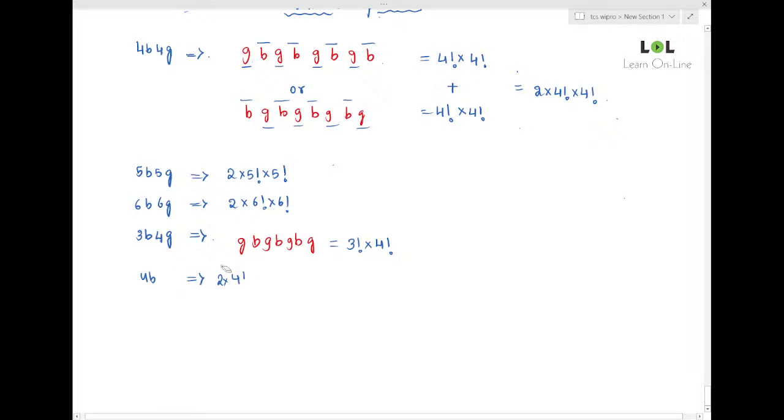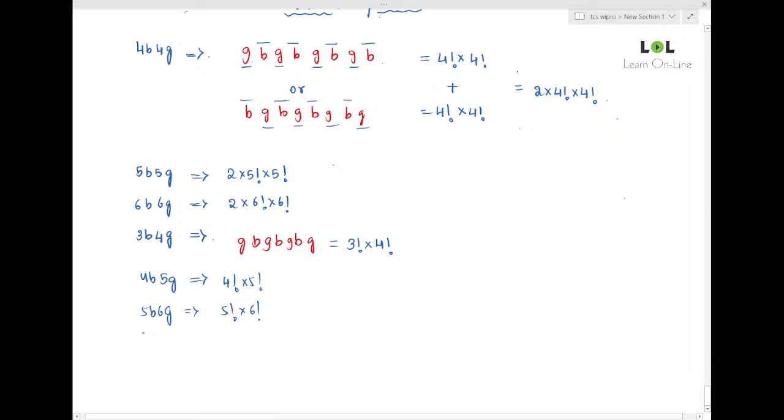Rather than that, suppose if I take 4 boys and 5 girls. Here we'll get only one case. What is the answer? 4 factorial into 5 factorial. Suppose if I say 5 boys, 6 girls, it will be 5 factorial into 6 factorial.